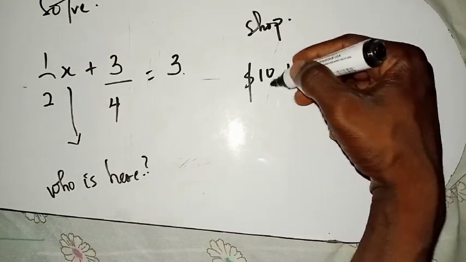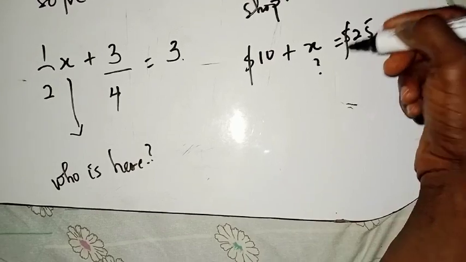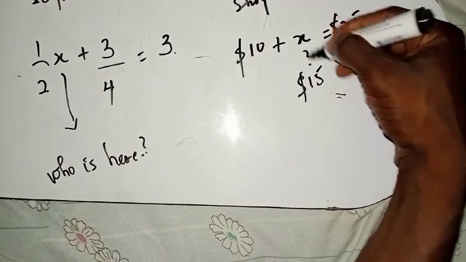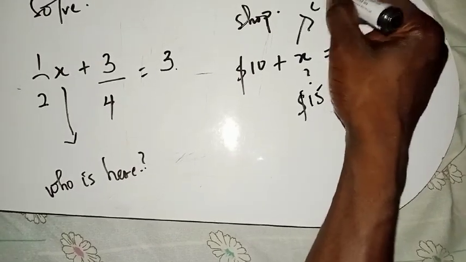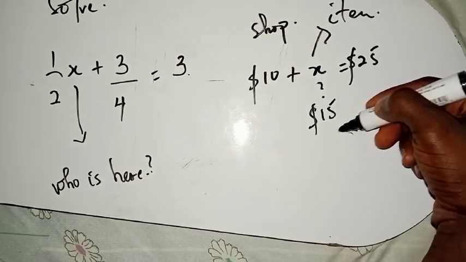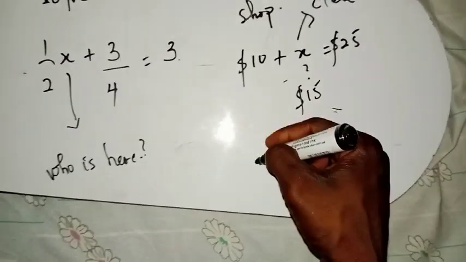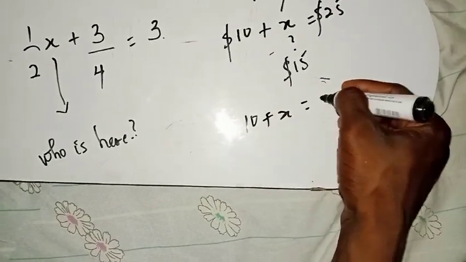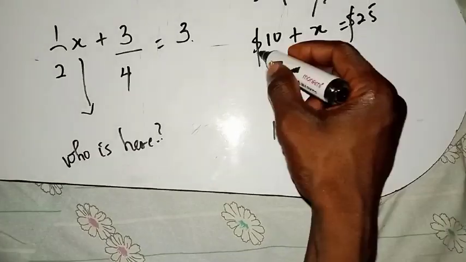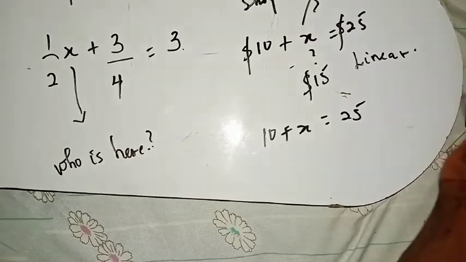Once you bought your first item, this is very important, you needed something to buy in addition. I believe it is obvious that the cost of this particular item is going to be $15, making the total $25. So in number form, that is saying 10 plus x is equal to 25. Is that okay? This is how simply you can visualize it. This is what mathematicians call the linear form, right?